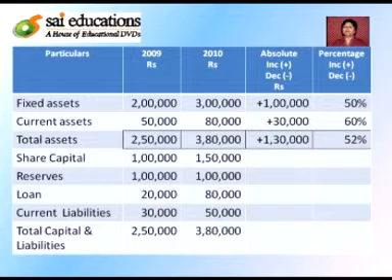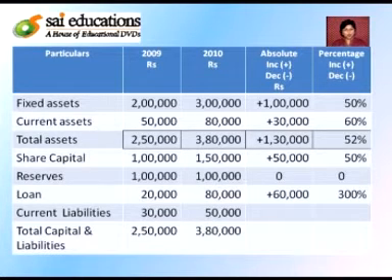Now let us analyze the second part of the balance sheet, that is the liability side. Share capital in the year 2009 was 1 lakh, but in the year 2010 it increased by 50,000 rupees and came to 1,50,000. The percentage increase in share capital was 50,000 divided by 1 lakh multiplied by 100 means 50%. Reserves in 2009 were 1 lakh and in 2010 it was again 1 lakh. So there was no change in the reserve.